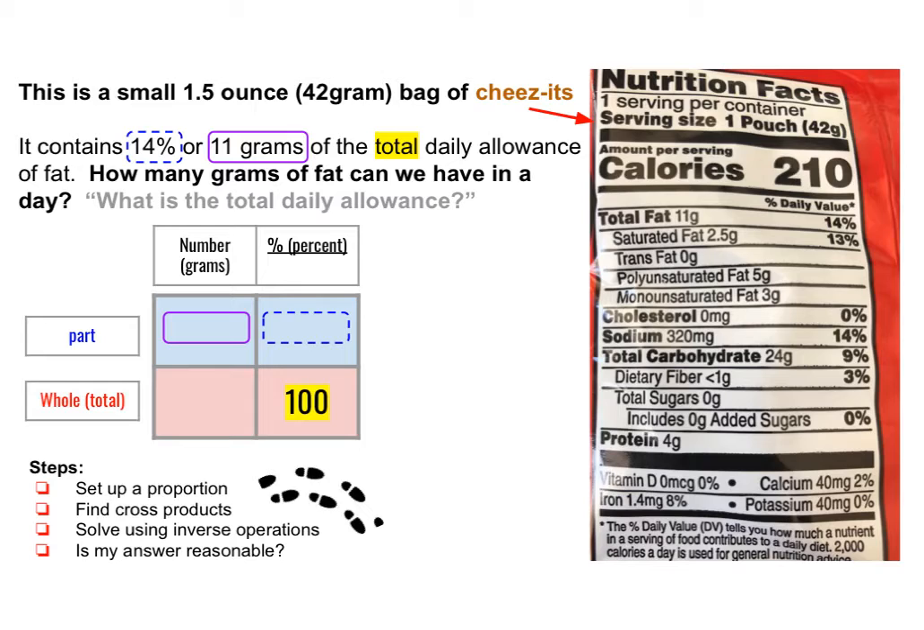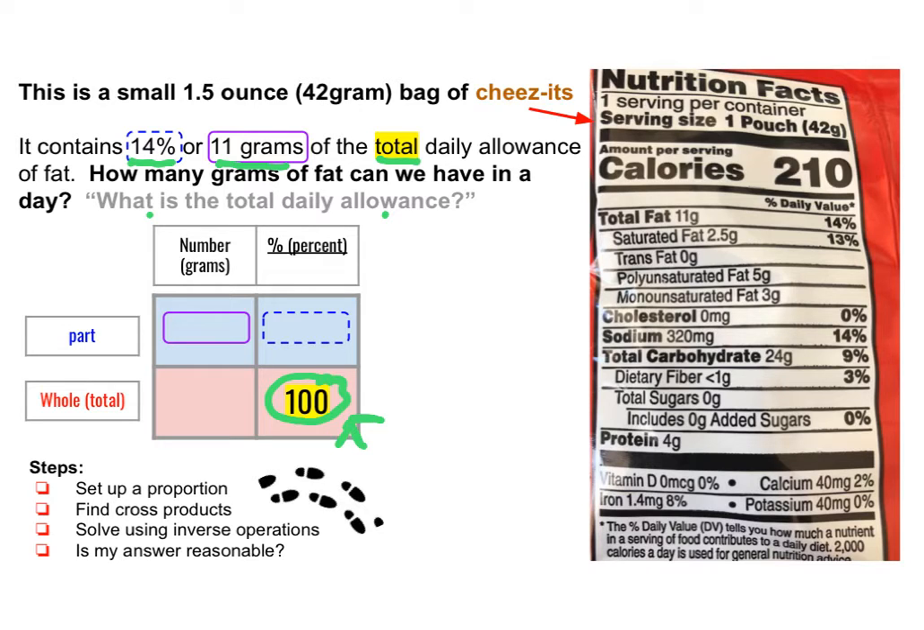In this case, we're going to use a ratio box that we looked at the other day. So, when we look at the words, it contains 14% or 11 grams of the total daily allowance. Keep in mind, total is always going to be 100%, so this is key. How many grams of fat can we have in a day, or what is the total daily allowance or value? How much can we have?